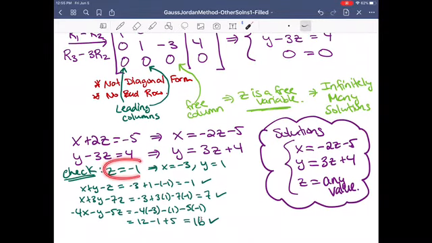Now I just selected negative 1 at random. You can pick whatever you want for z. As long as you compute x and y, depending on that z, all three equations will be satisfied.